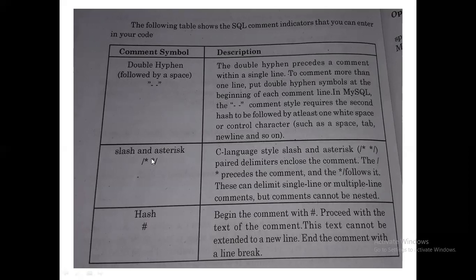Next one is slash and asterisk. C language style slash and asterisk delimiters enclose the comment. The slash asterisk precedes the comment and the asterisk slash follows it. This can delimit single line or multiple line comments, but comments cannot be nested. The hash symbol begins a comment, preceding the text of the comment. This text cannot be extended to a new line. It ends at the end of the line with a line break.